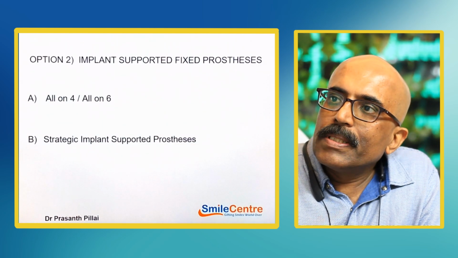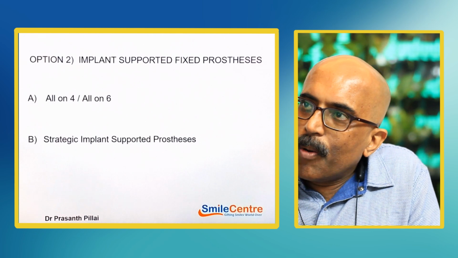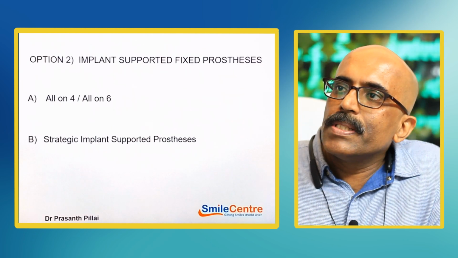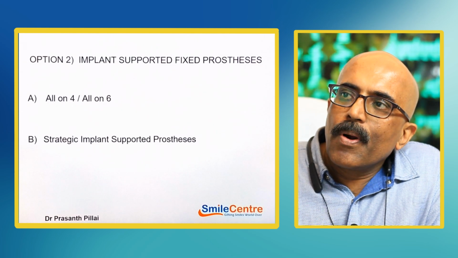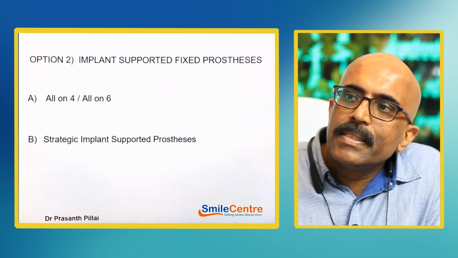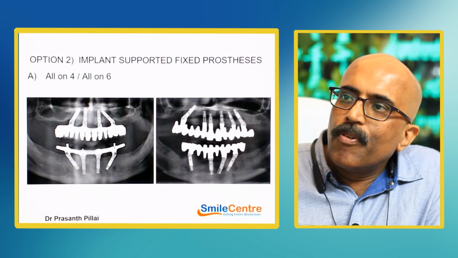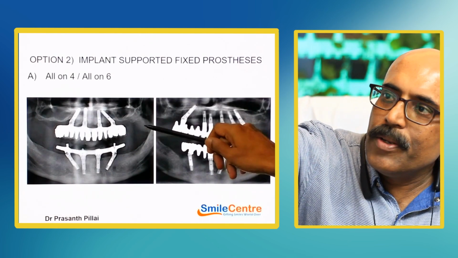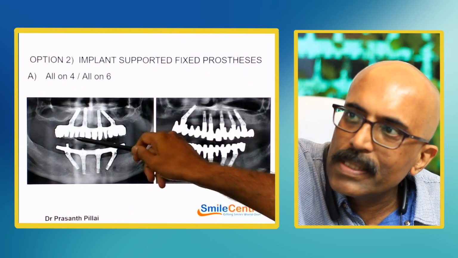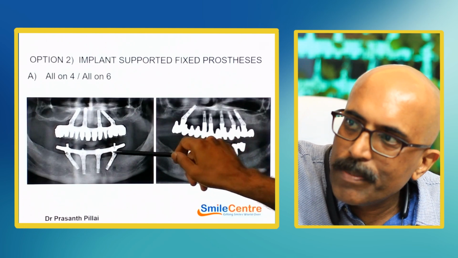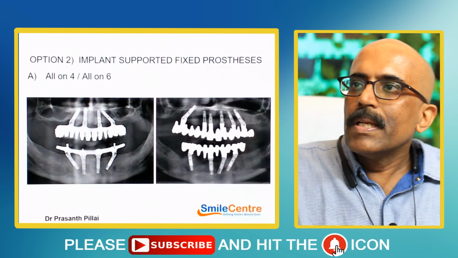Under the fixed prosthesis, you have 2 options: a fully fixed implant supported prosthesis. One is an all-on-4 or all-on-6, and the other is the strategic implant supported prosthesis. So what is all-on-4? All-on-4 is when you take support from 4 implants and then you fix all the teeth there. You can see 4 implants and you replace all the teeth with the help of 4 implants.